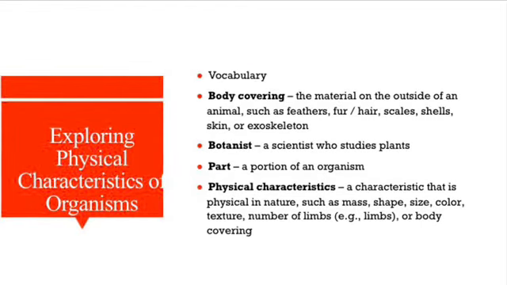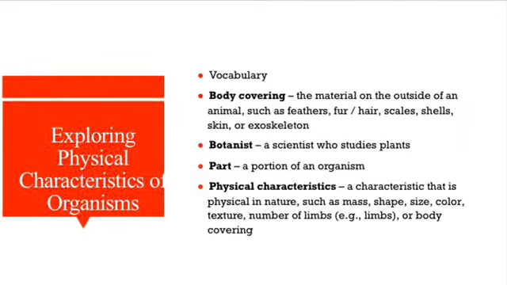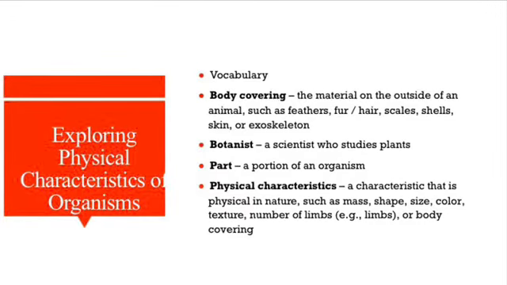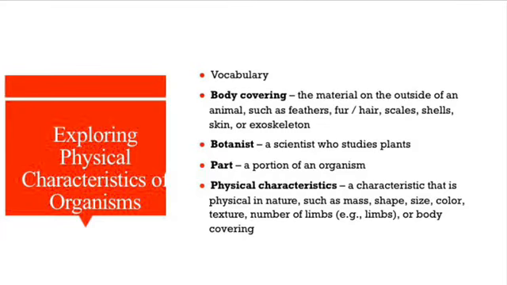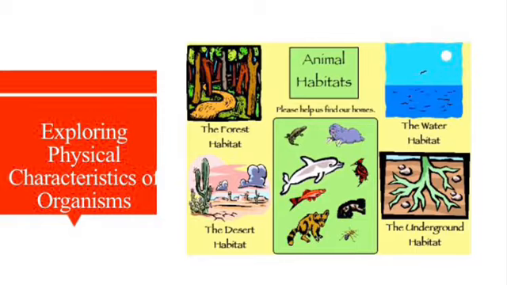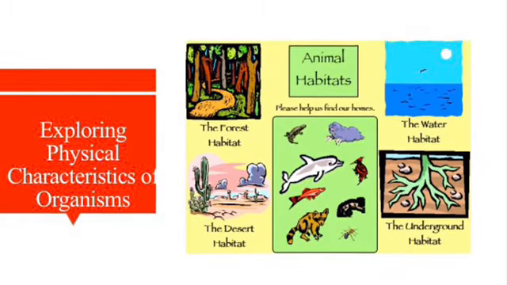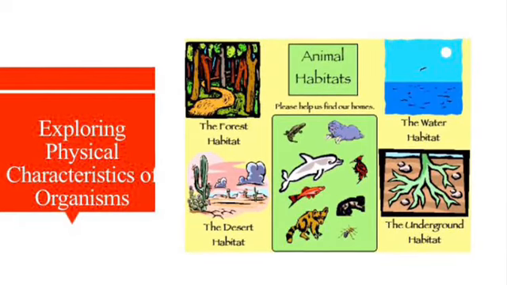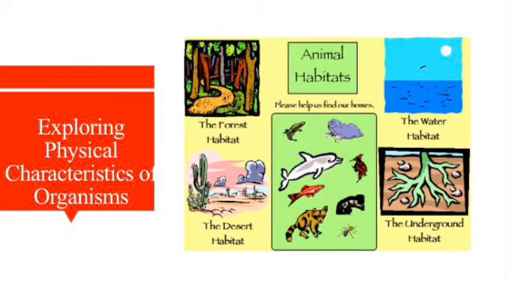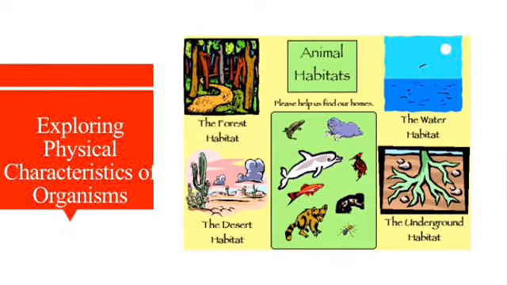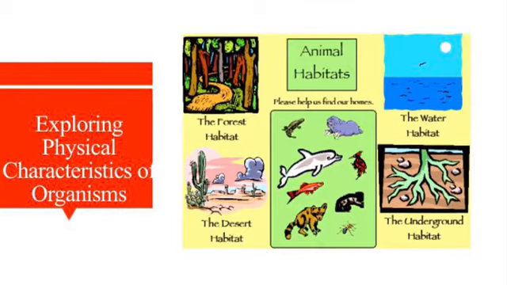Physical characteristics. A characteristic that is physical in nature, such as mass, shape, size, color, texture, number of limbs, or body covering. Next slide. In our next slide, you will see 4 different types of habitat. A habitat is where an animal lives. You see the forest, the desert, the water, and the underground habitat.